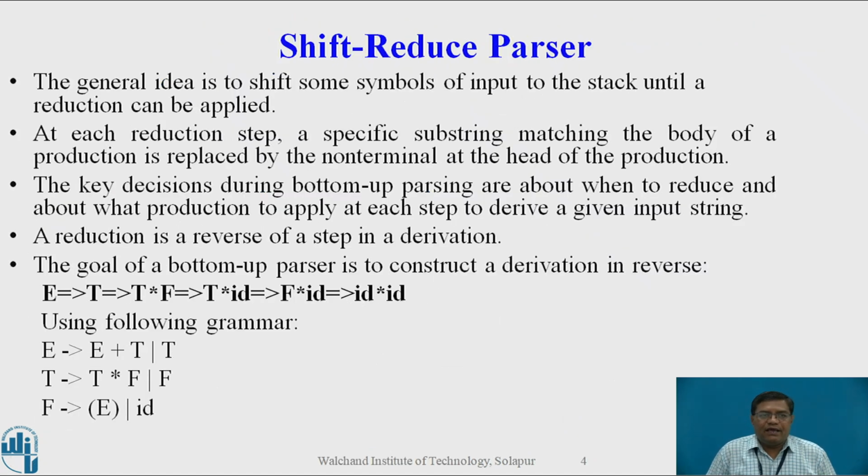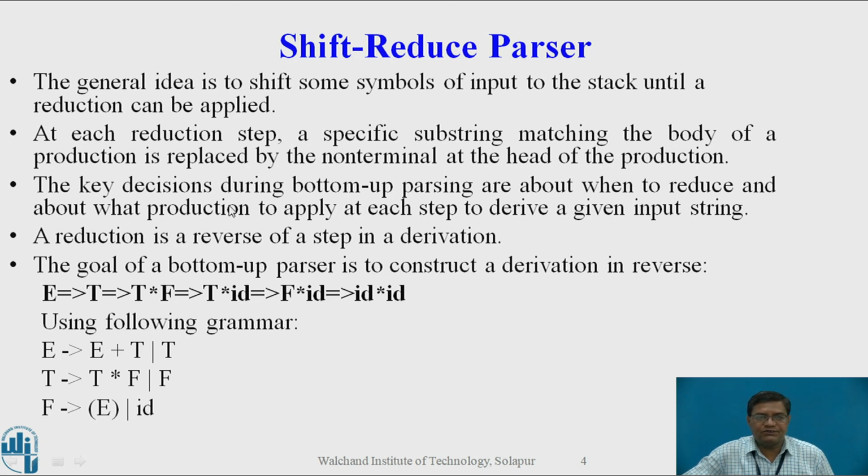The general idea in this parsing is shifting the symbols appearing in the input, while scanning from left to right, onto the stack until a reducible string appears on the top of the stack, so that we can perform the reduction operation. At each reduction step, a specific substring matching the body of a production in the given grammar is replaced by the non-terminal at the head of the production.